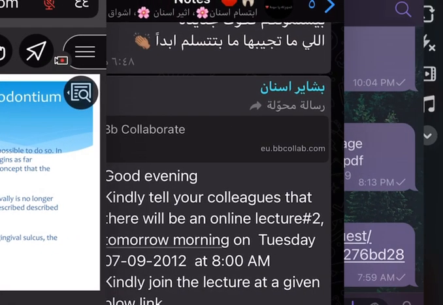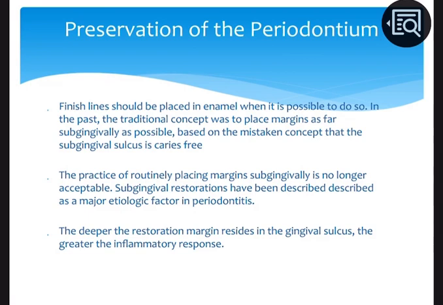The sensitivity will develop. In the past, the traditional concept was to place the margin as far subgingivally as possible, based on the mistaken concept that the subgingival sulcus is caries free. But that was not true. So the practice of routinely placing margins subgingivally is no longer acceptable. When we provide the subgingival finish line, it is very difficult for the patient to clean, very difficult for the dentist to make, and very difficult to examine on the follow-up visit.